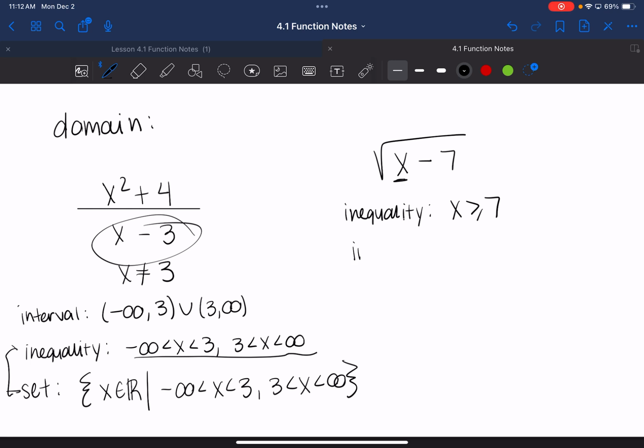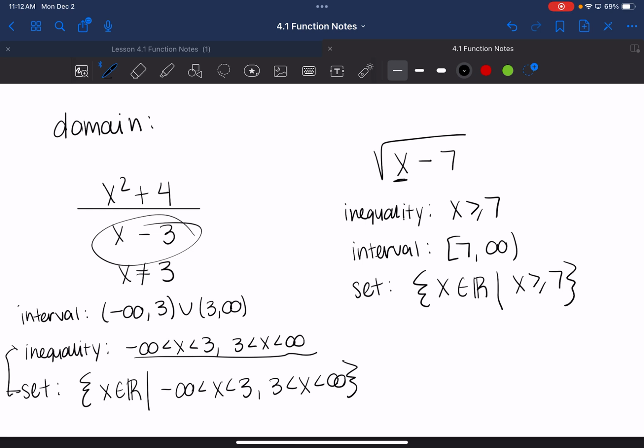Or if I'm doing interval notation, we're saying that x is from 7 off to infinity. And 7 has the bracket because it's included. If they wanted it as set notation, we would say x is the set of all real numbers such that x is greater than or equal to 7. So again, these two kind of match each other, just the fancy way of writing it. Okay? So I just wanted to remind you of those two rules.